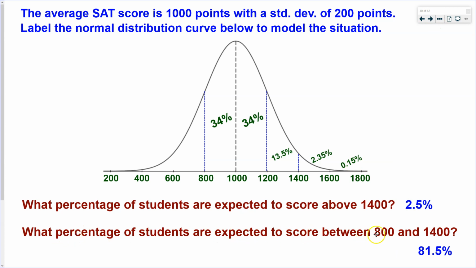And what percentage of students are expected between 800 and 1,400? See the answer right there. Let's figure out how they did that. So 800 to 1,400 would be these three regions right here. So we got 34 plus 34 plus 13.5% to get 81.5%.